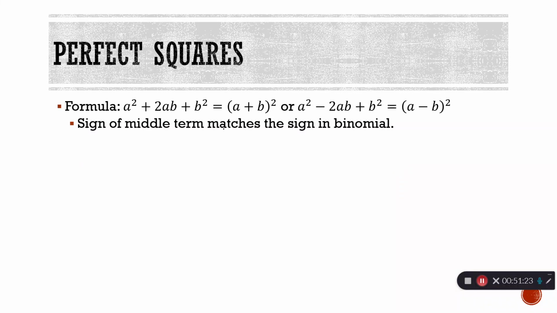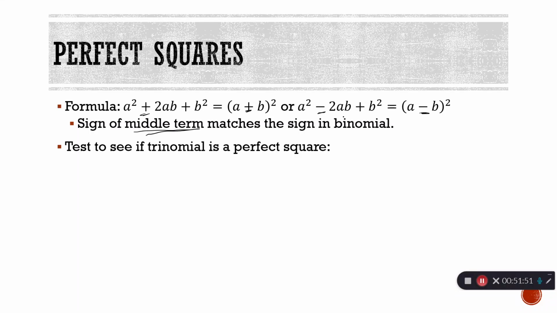Now, another special one we had was perfect squares. That was when you had a plus b squared gets you a squared plus 2ab plus b squared, or the same thing, but with a minus here. So just keep in mind that the sign of the middle term, positive, positive, or negative, negative, is going to match the sign of the binomial. So that's your trick. So you don't have to worry about what's positive and what is negative.